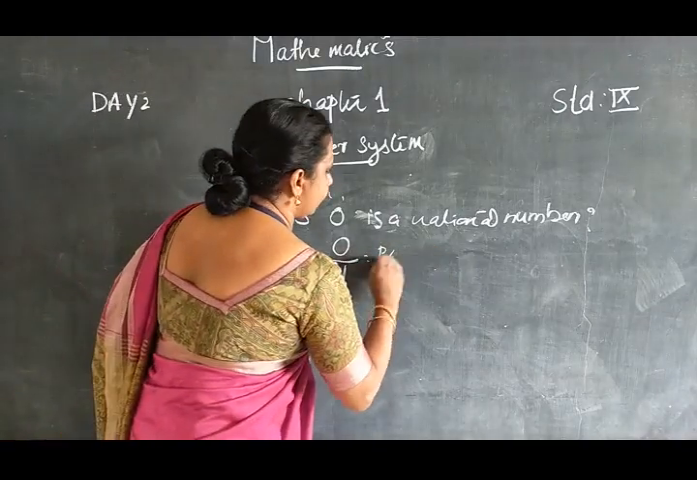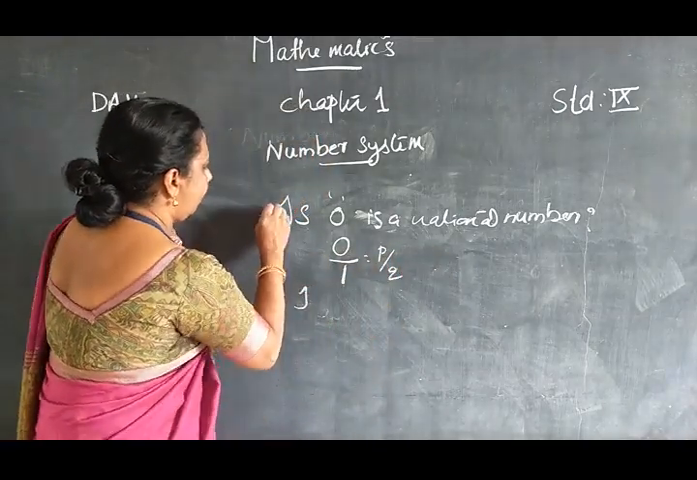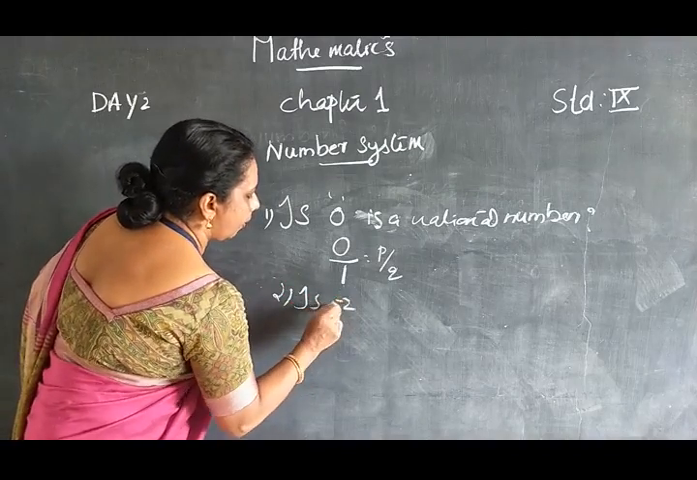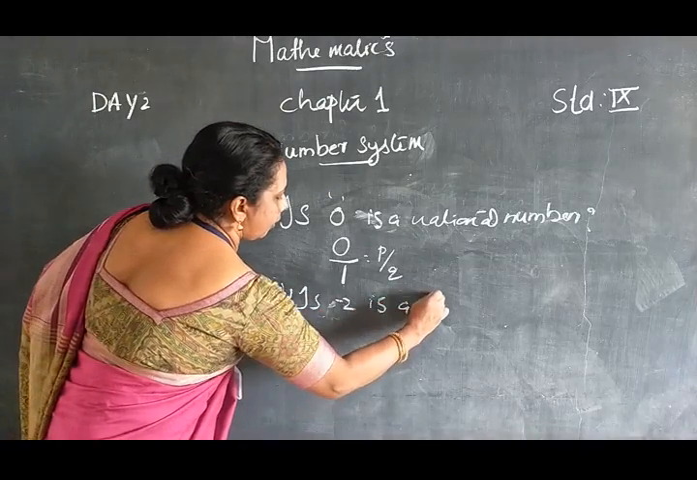Is minus 2 a rational number? Second question. Is minus 2 a rational number?